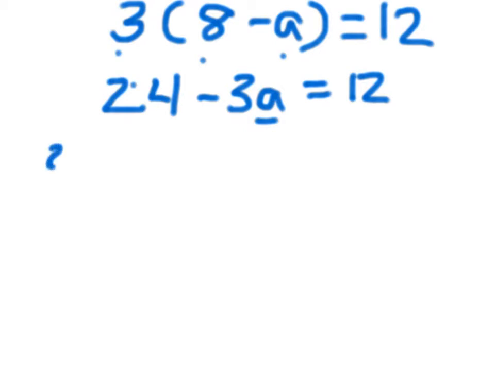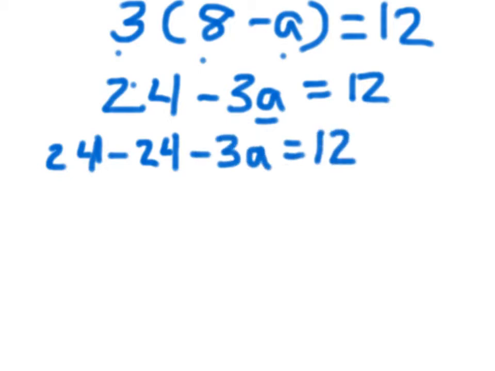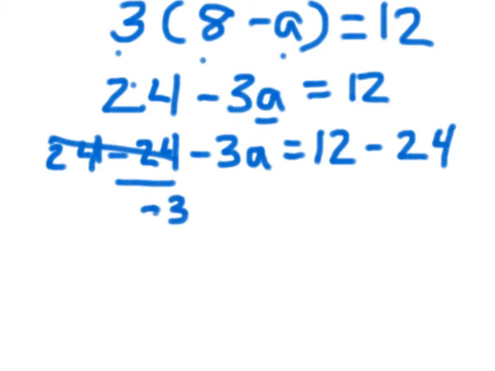So, I've got a positive 24. I need to use the inverse property, so I'll subtract. This says minus 3a, so I'm just going to keep that the way it was, equals 12. Now, on this side of the equation, I have to do the same thing that I did right here. So, 12 minus 24. So over here, they cancel each other out, so I'm left with negative 3a equals 12 minus 24, that should give me negative 12.